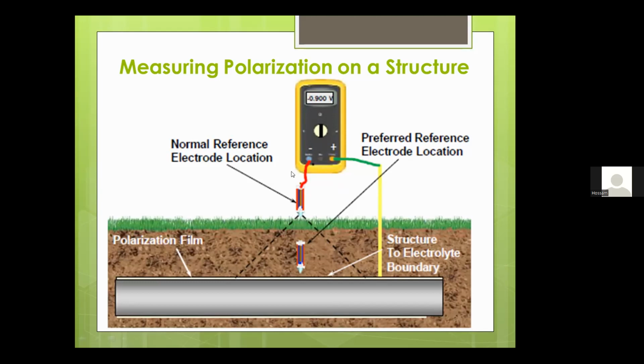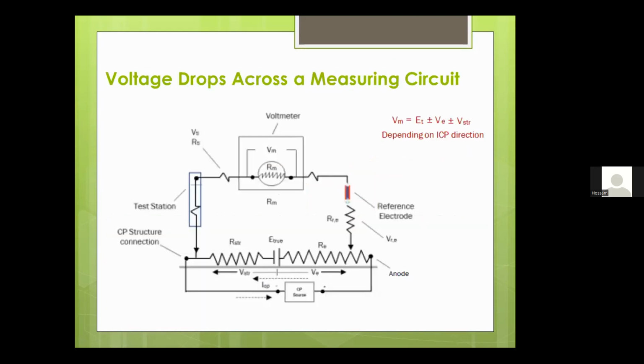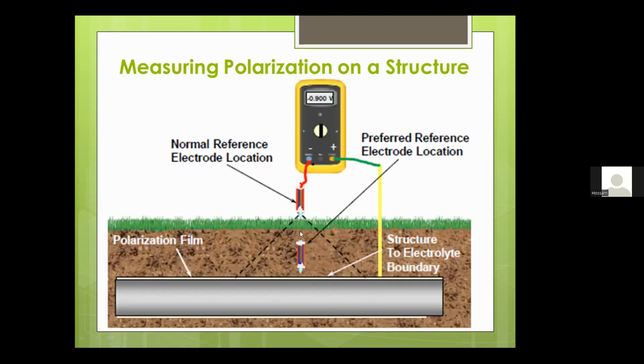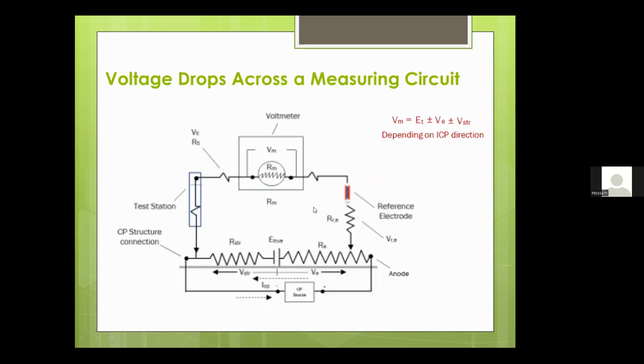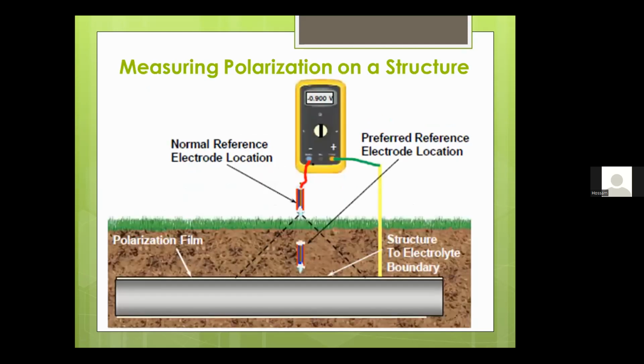This is the polarized potential. If this is an instant of potential, this is the polarized potential. In these measurements, we have a lot of voltage drops, which are clear in this curve or this image. Here is the internal resistance of the meter. Also, there is resistance in the structure, in the longitudinal resistance of the pipeline itself here.